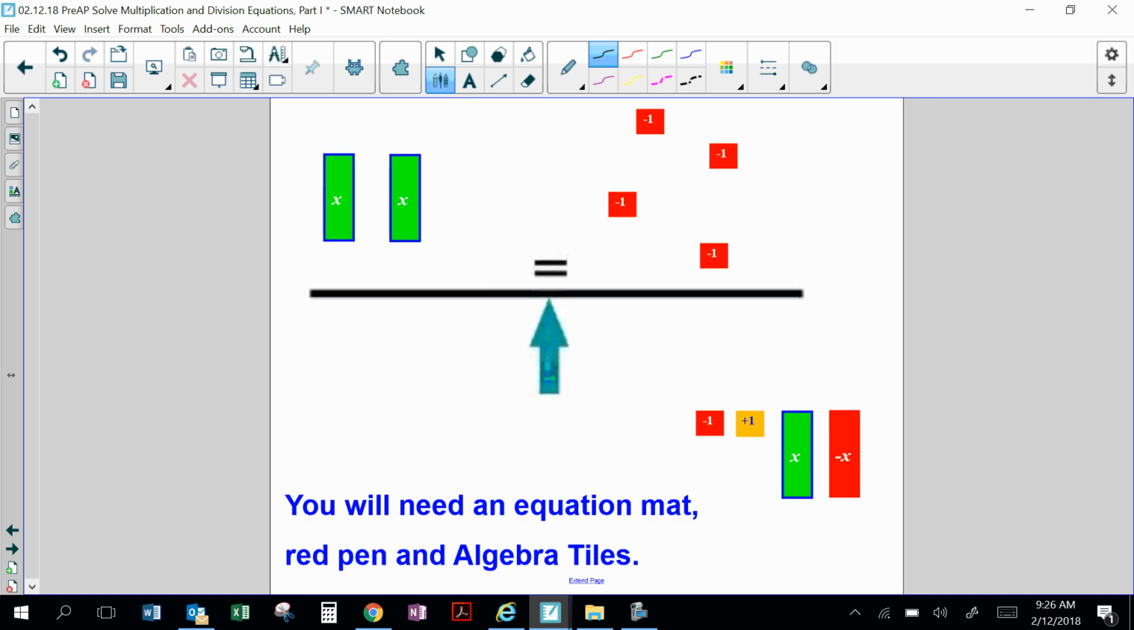Welcome back. So inside your bucket, you will need algebra tiles. In my class, I told my students to separate the variables, which are x's and -x's, from the constants, which are -1 and 1. So can you separate? And then you have an equal sign. Please place the equal sign in the center of the table in front of you.